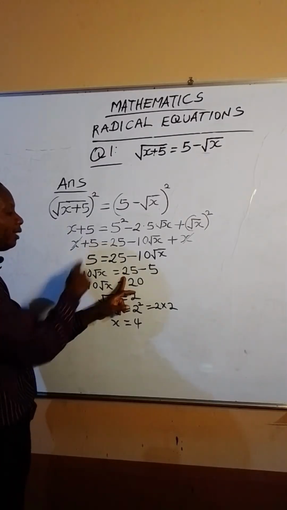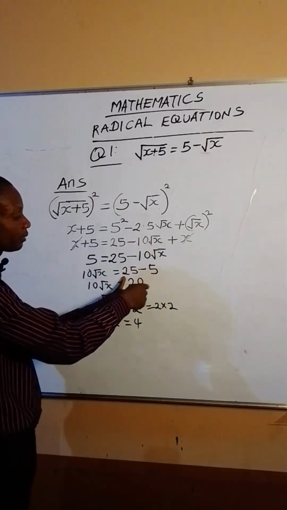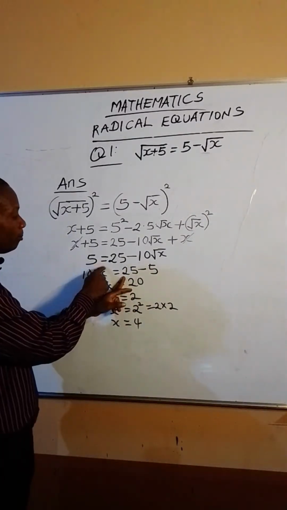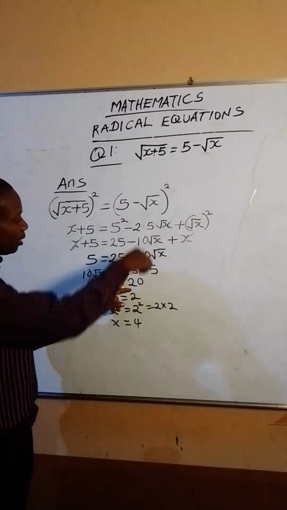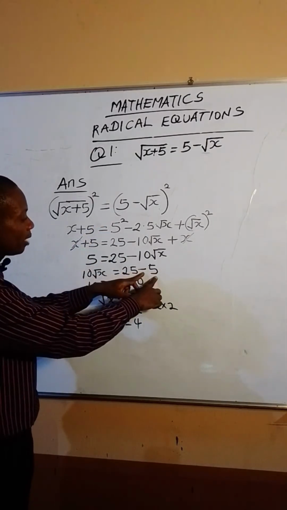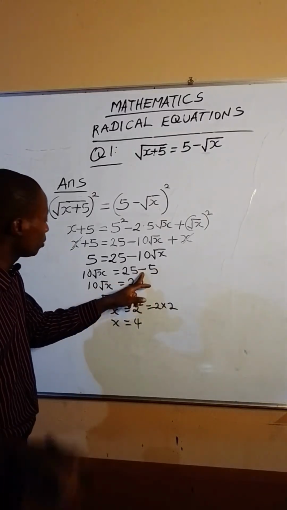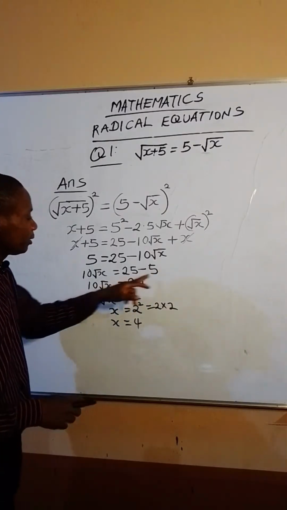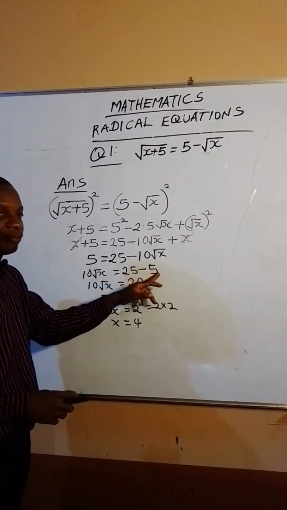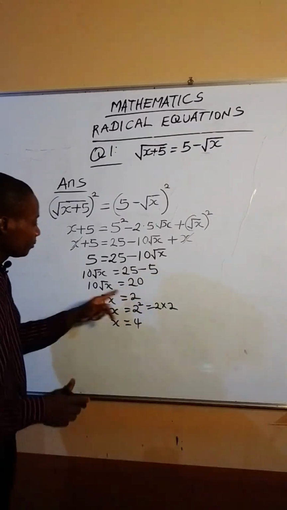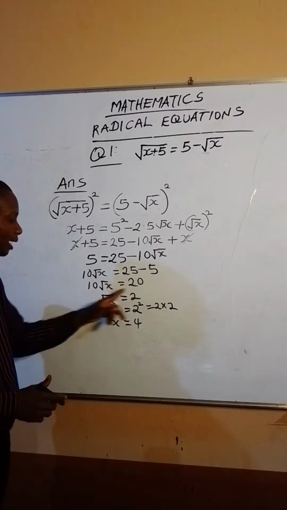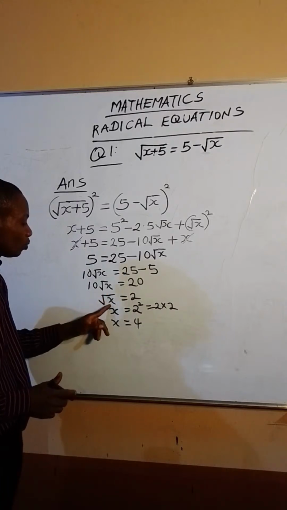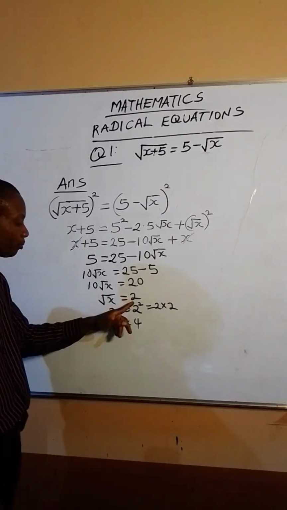Then this 5 moves across the equality sign and becomes minus here. Don't forget that it was plus here, so it changes to minus. If we take the difference of 25 and 5, we get 20. Then we can see that we have 10 here and 20 here, so we can divide both sides by 10. We'll be left with root x equals 2.